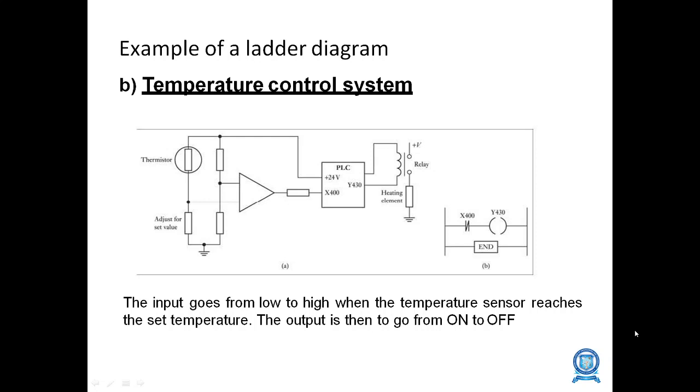For a temperature control system, the ladder diagram is drawn. X400 is the input and Y430 is the output. The set value is adjusted on the thermistor, a diode is connected to the PLC, and the heating element is connected to a relay. The input goes from low to high when the temperature sensor reaches the set temperature. The output then goes from on to off.